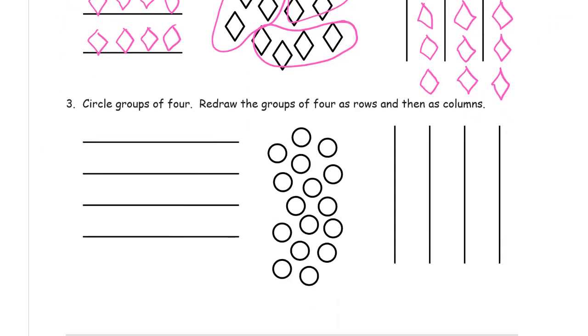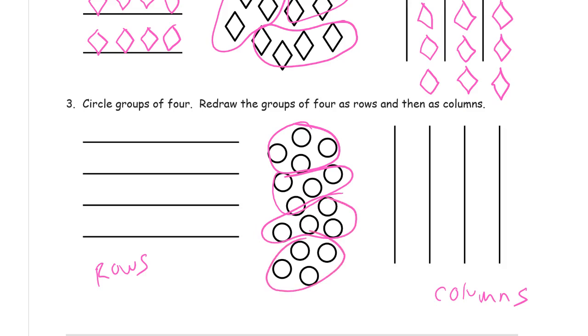Circle groups of four and redraw the groups of four as rows. So these are the rows and these are the columns. So the rows, we need groups of four. We'll see how many groups of four we have. One, two, three, four groups of four. So one, two, three, four. One, two, three, four. One, two, three, four.